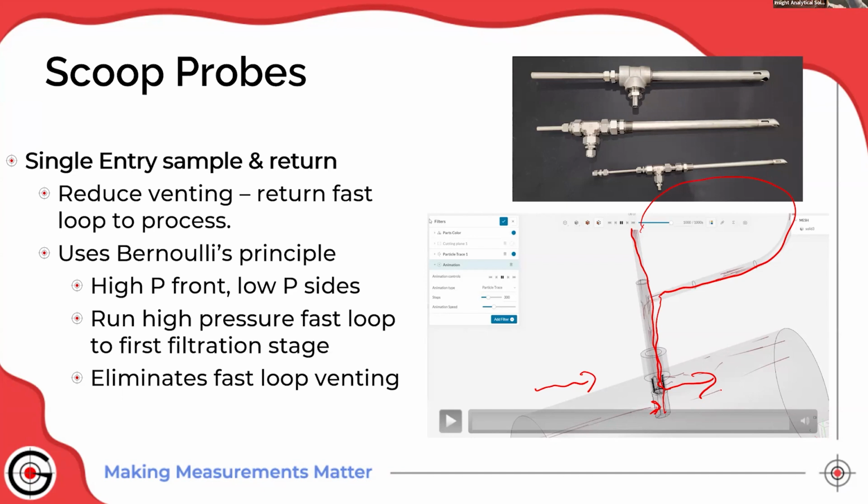It turns out that if we have flow hitting a cylindrical object, the highest pressure is on the front of the object and the lowest pressure is on the sides. So we use that differential pressure to drive flow.